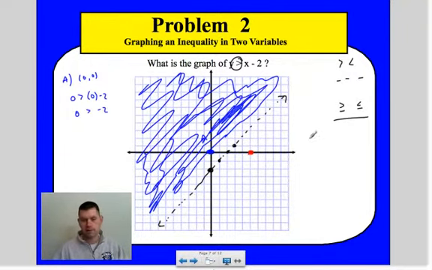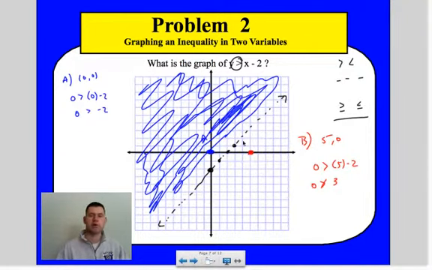If we test the B, just to show you, this is 1, 2, 3, 4, 5, 0. We would plug in 0 greater than 5 minus 2, which is 0 greater than 3. Well, no, that's not true. So therefore we don't shade towards the red dot, we just shade up here. So that's how we test where we shade.